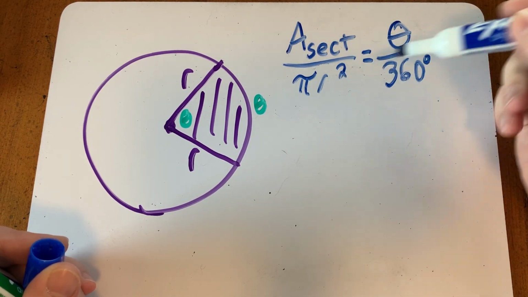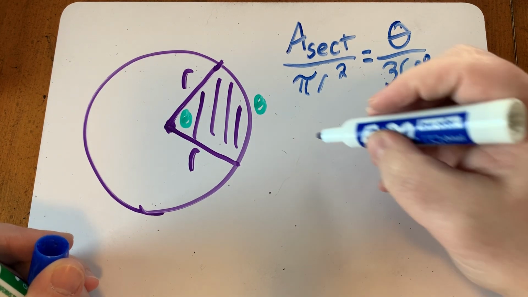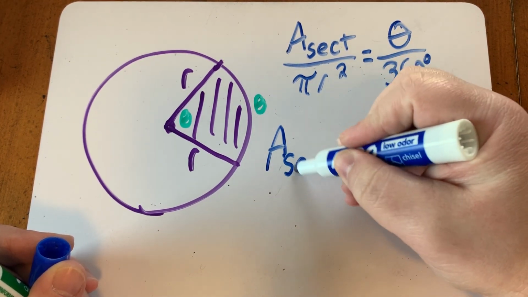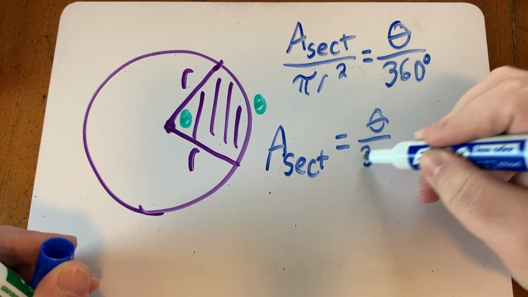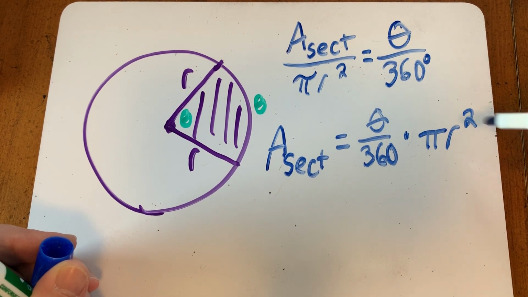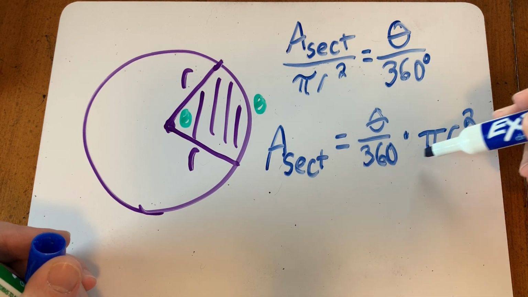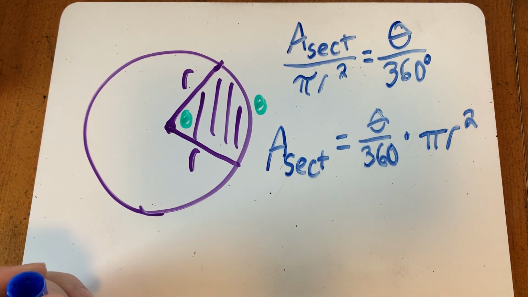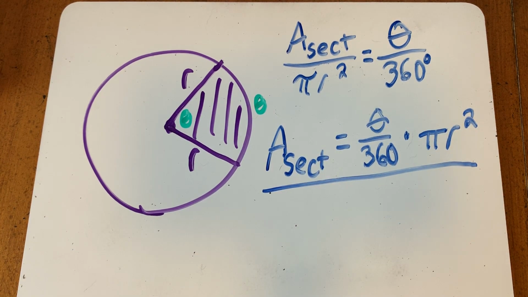So area of a sector over pi r squared equals theta over 360. So the area of a sector equals theta over 360 times pi r squared. The central angle over 360, or the arc measure over 360, times the area of the circle. That's how we can find the area of a sector. All right. So that's how you can find the area of a sector.